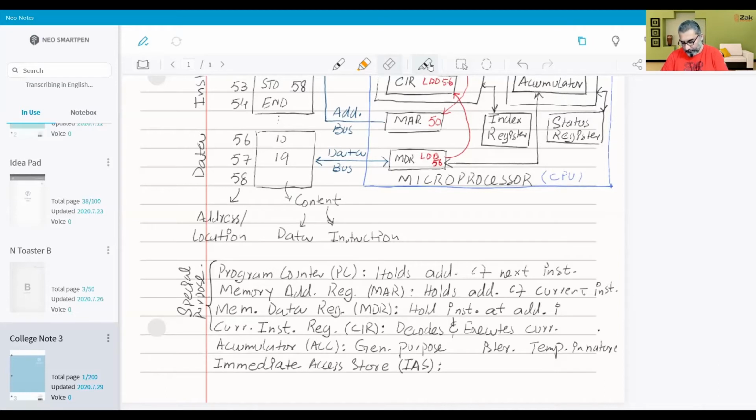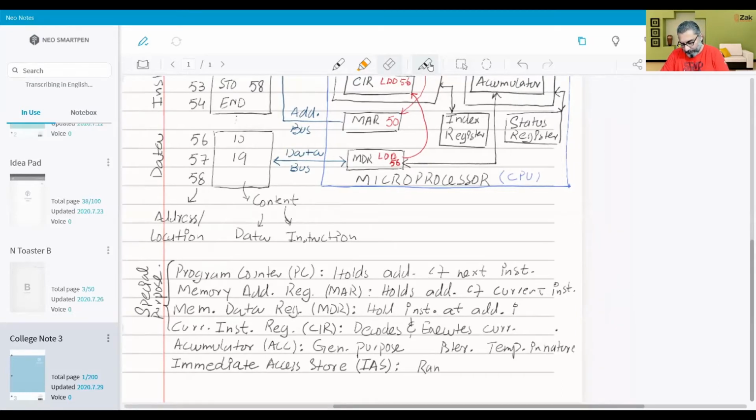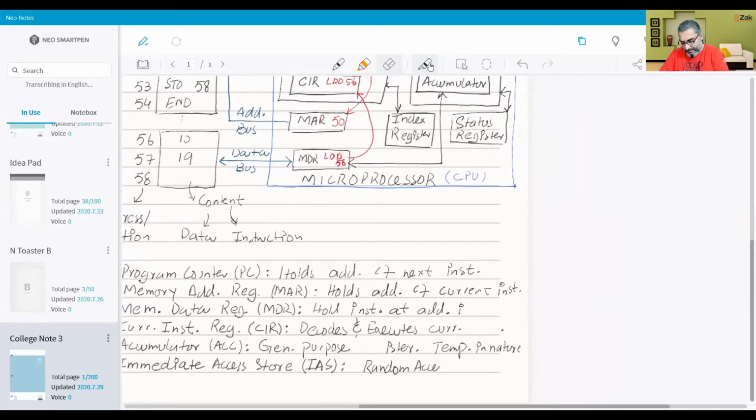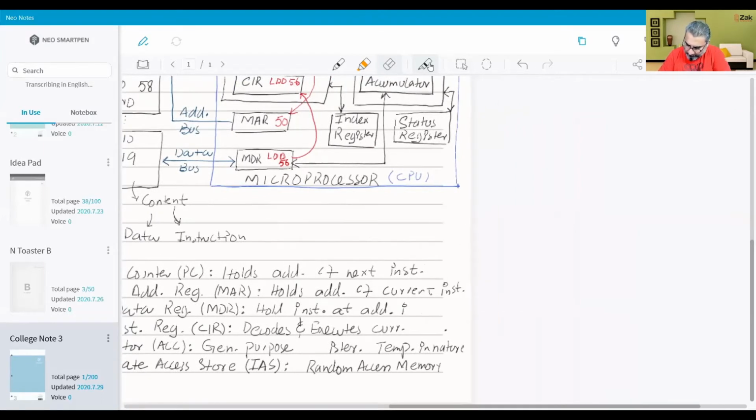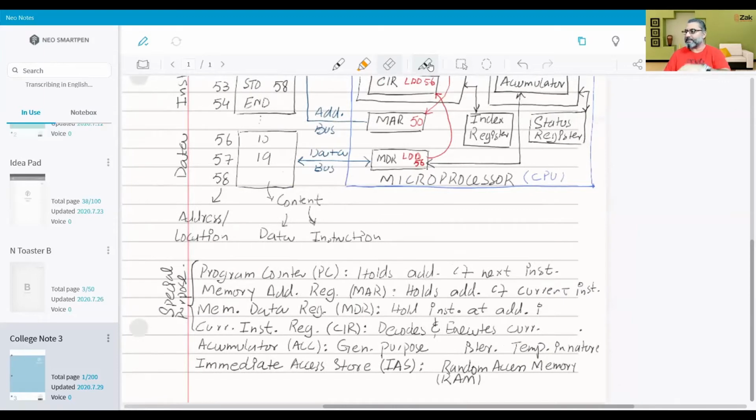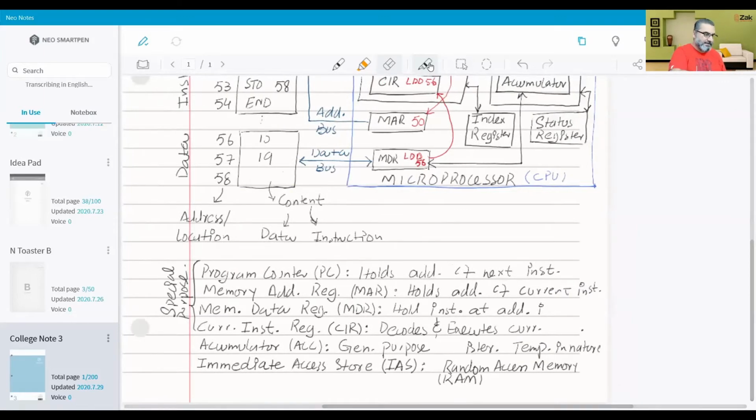So IAS is actually RAM, random access memory. Mind it, immediate access store. The IAS holds all the data and programs that the processor needs to access. So you might have this question coming up: what is in the RAM? You would say all the programs and their data which are being executed at the time. They all are actually there.